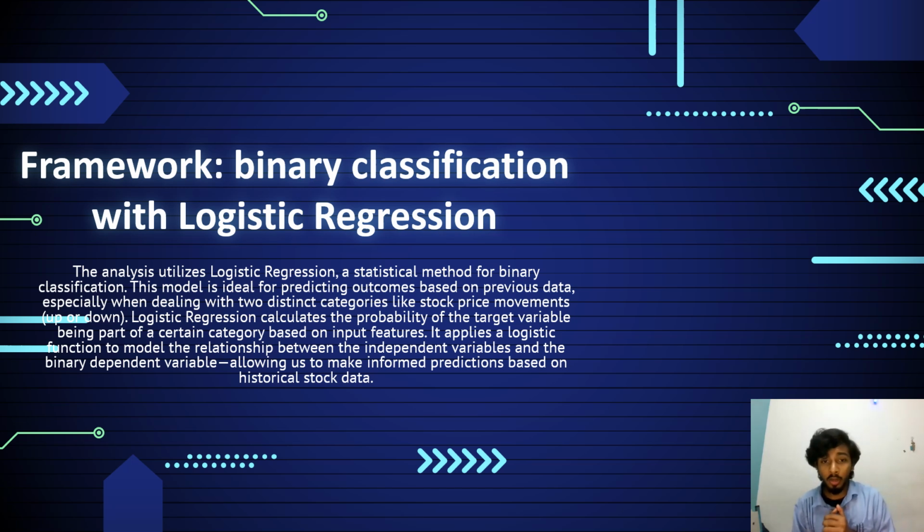Logistic regression calculates the probability of the target variable being part of a certain category based on input features. It applies a logistic function to model the relationship between the independent variables and the binary dependent variable, allowing us to make informed predictions based on historical stock data.